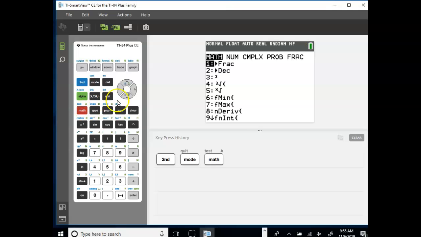If you go to math, and you scroll almost all the way to the bottom, there's something called log base, or numeric solver. Now, piecewise and numeric solver are pretty handy too.